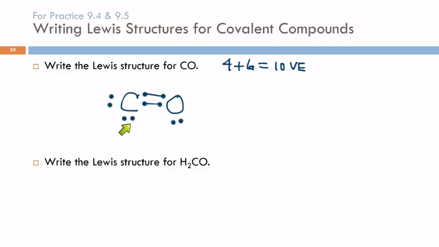Carbon has 2 lone pairs here. We could take one of these and move it in there. Doesn't matter which one you move. So we'll do another one in there. Still have 10 electrons total, but we're sharing 3 pairs. We made a triple bond.